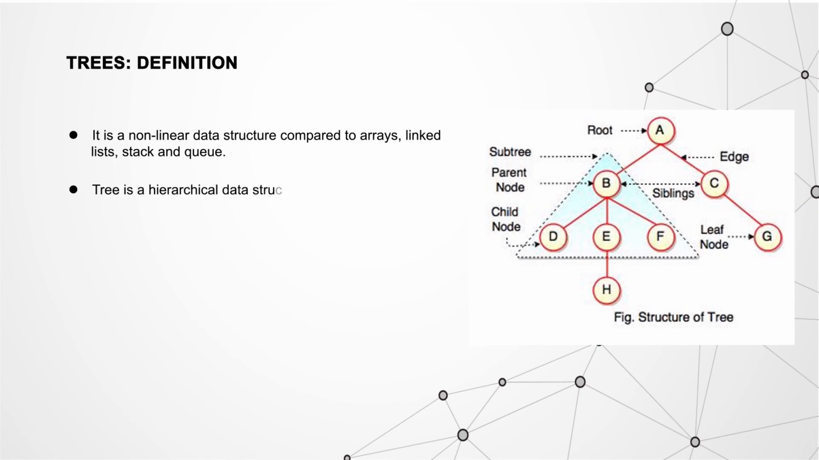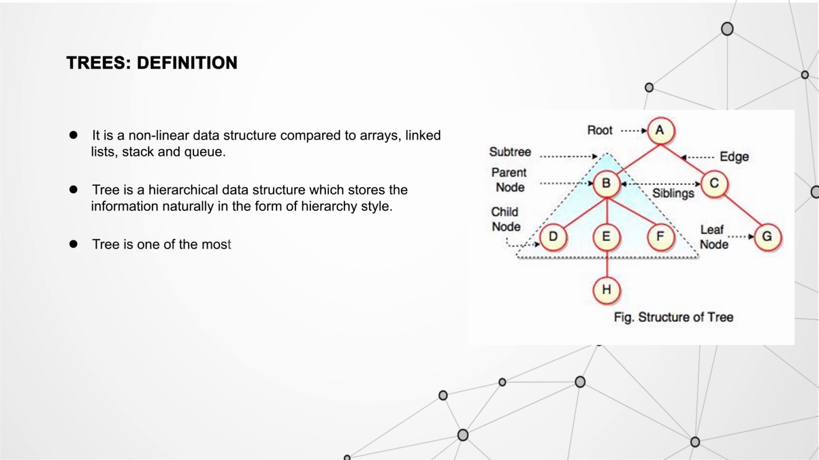So a tree is a hierarchical data structure which stores information naturally in a hierarchical style, or we can say we can store our data in a non-sequential way. In a linear data structure, we have to store our data in a sequentially structured way. Trees are one of the most powerful and advanced data structures. A tree represents nodes connected by edges. By this graph, you can understand the non-linear data structure tree.